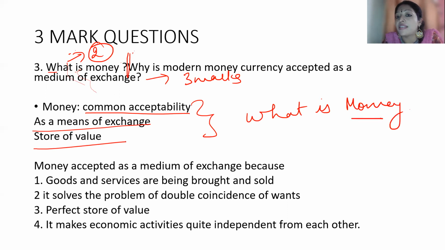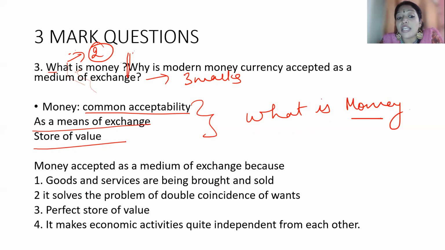Why is modern currency accepted as medium of exchange? What is the question asking you? What is modern money? Modern money is all your paper currency, notes, plastic money. These all are the modern currency. Why is it accepted as a medium of exchange? I go to the market, I pay through plastic money, or I give cash. Why is it accepted as medium of exchange? Goods and services are being bought and sold with the help of money. Money only acts as an intermediate between the seller and the buyer.